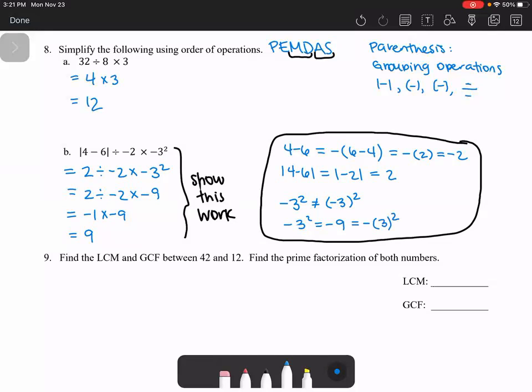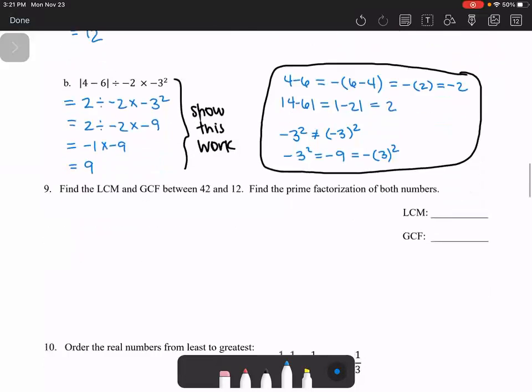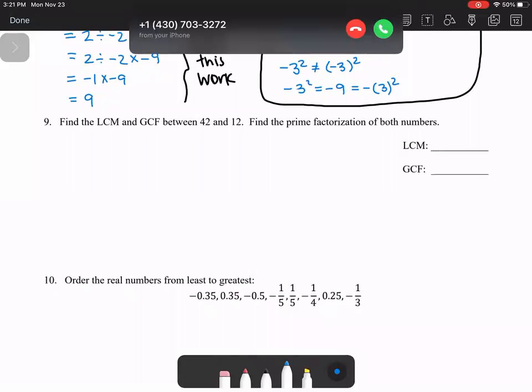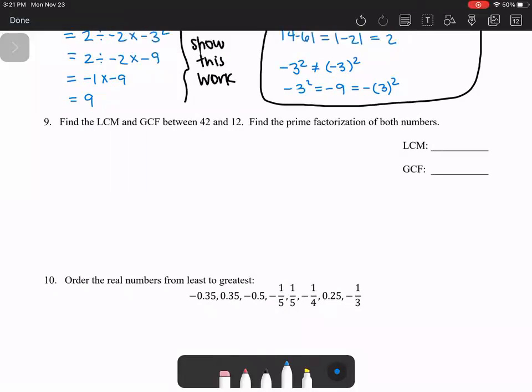So were there any other questions on this one? Okay, so we're going to go on to number 9. Number 9 talks about finding the least common multiple and the greatest common factor using the prime factorization. So essentially the easiest way to do this is a Venn diagram, right?